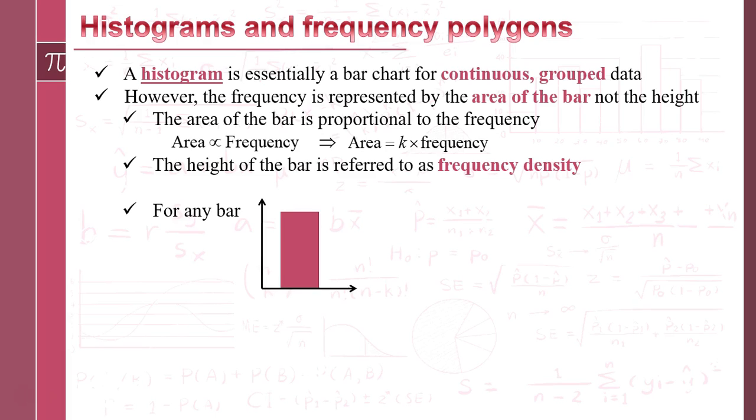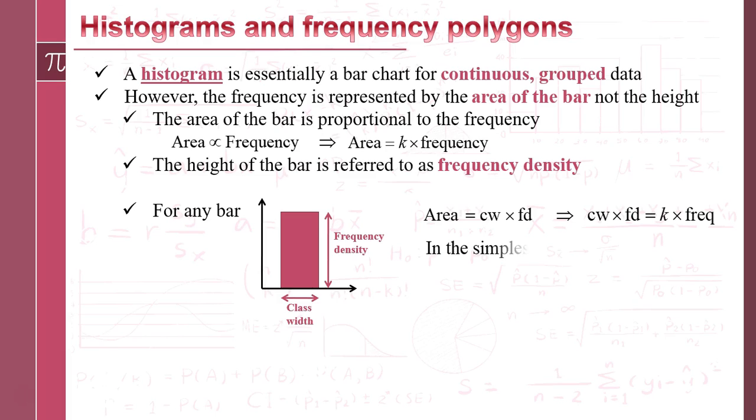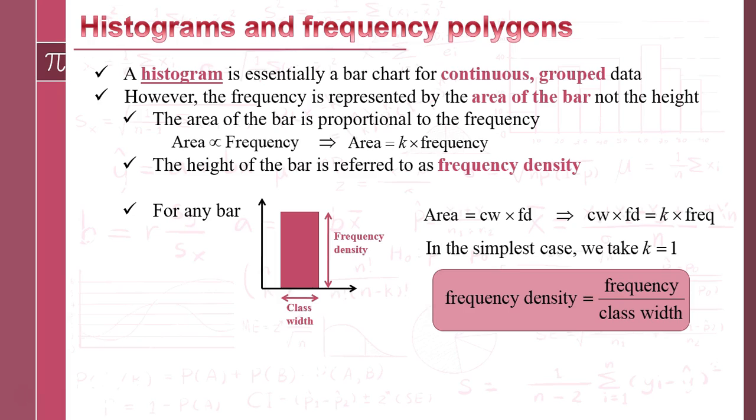So if we have a look at any particular bar, we've got the class width, we've got the frequency density, and the area, which is the frequency, is going to be those two things multiplied together. So area is class width times frequency density, except we can see up here the area is proportional to the frequency. So technically speaking, we get that. And in most cases, you'll find k equals 1, in which case class width times frequency density just equals the frequency. And that allows us to do that.